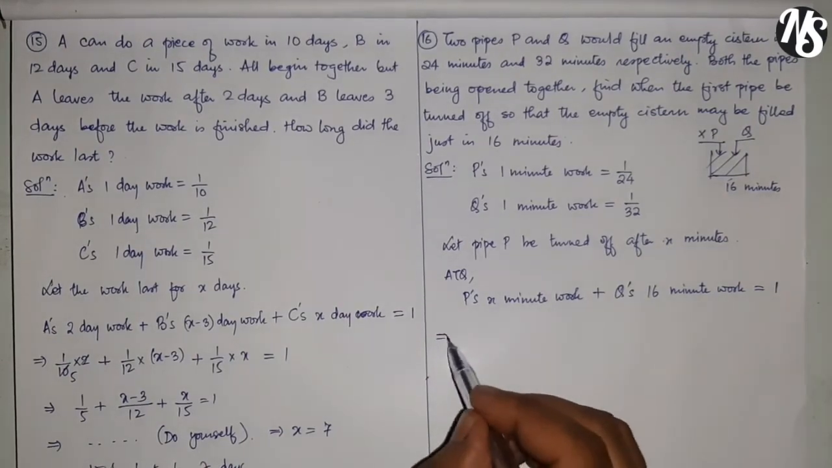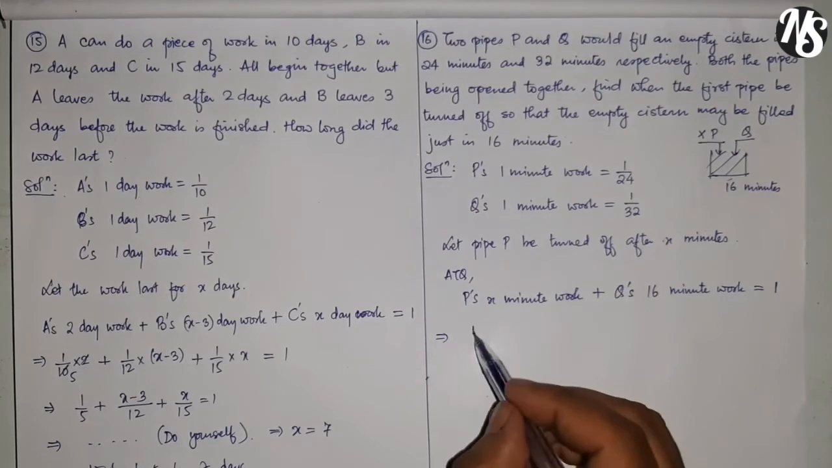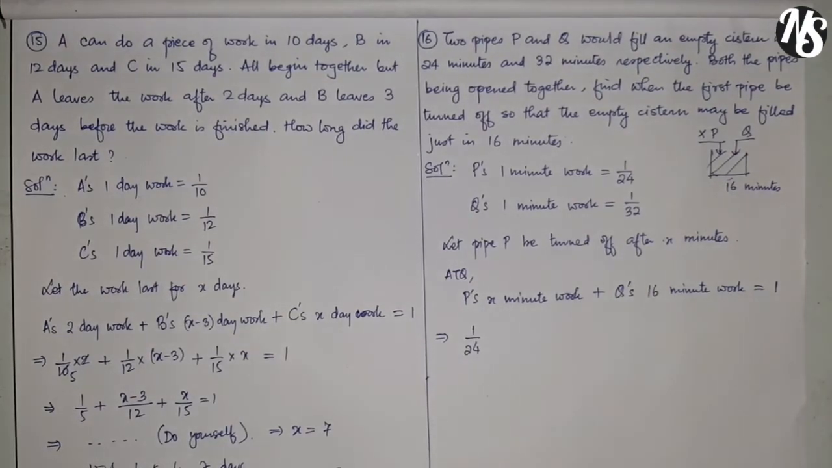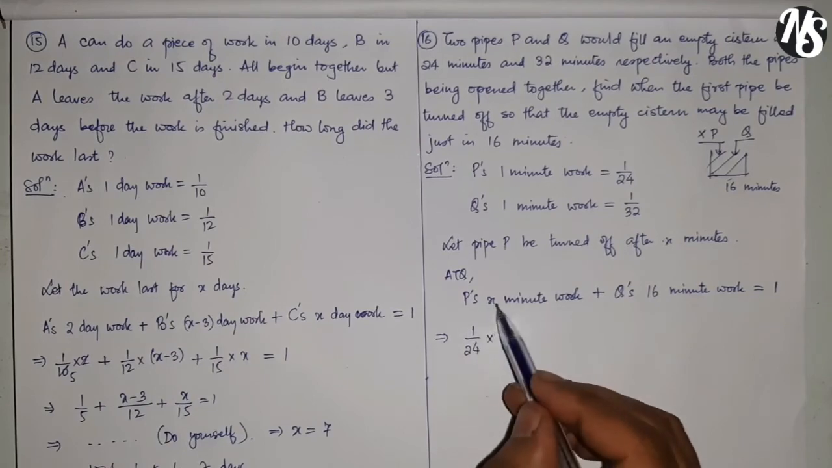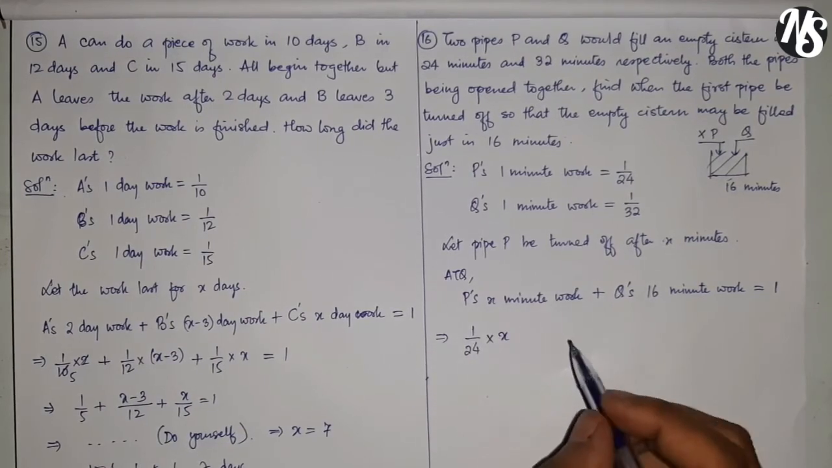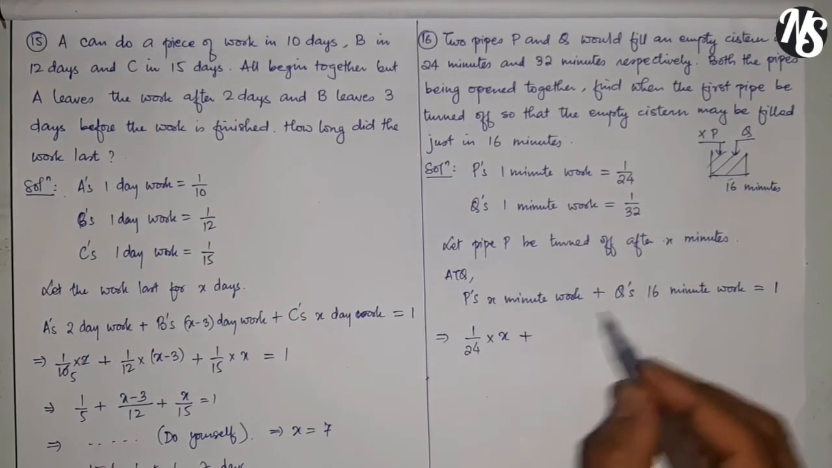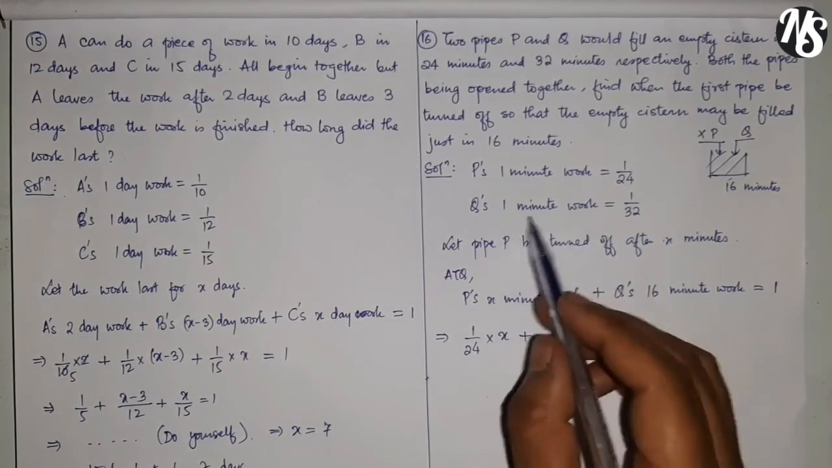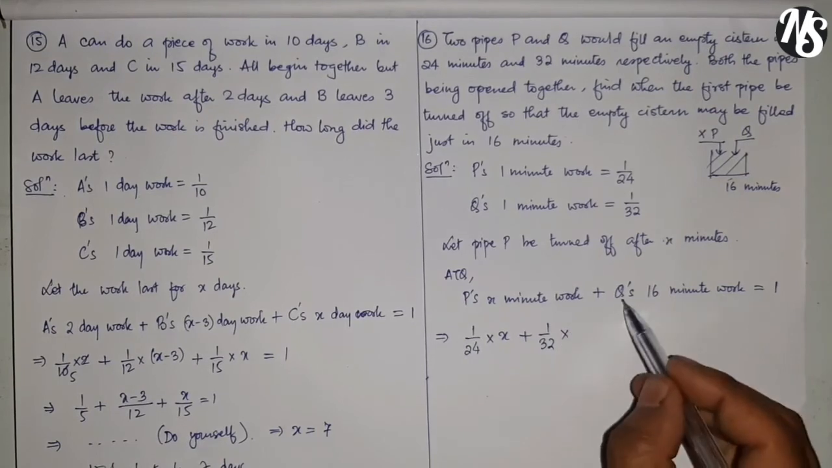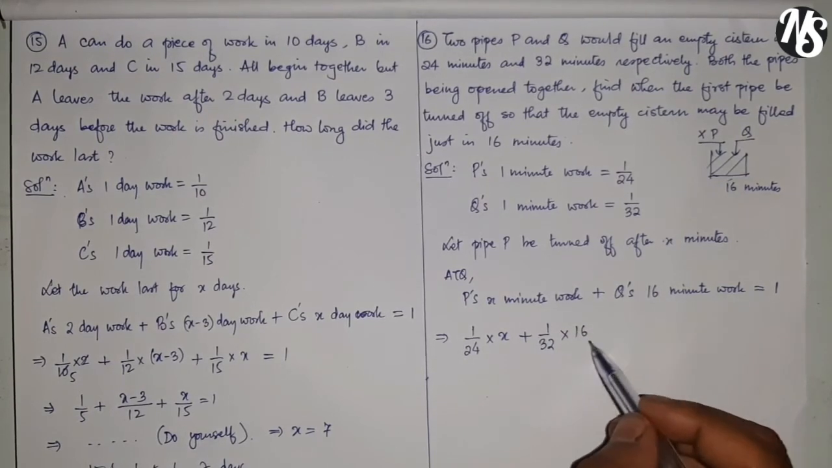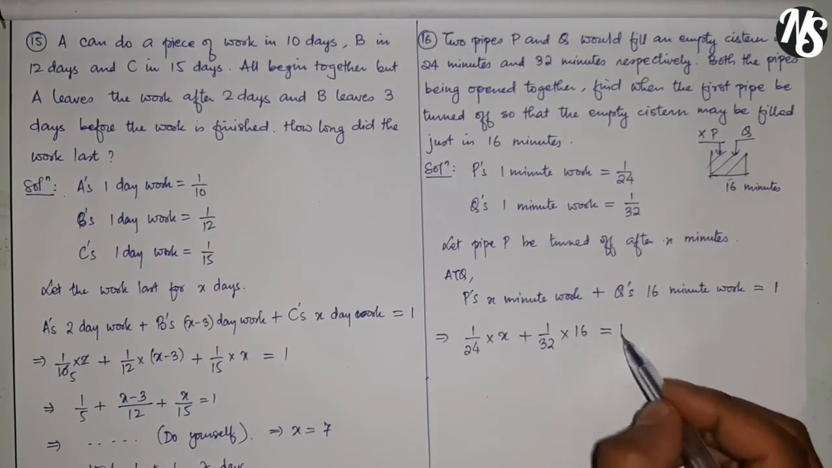Now what is P's 1 minute work? It is 1 by 24, and P is working for x minutes, so I need to multiply by x. Plus, what is Q's 1 minute contribution? It is 1 by 32, but Q is working for exactly 16 minutes, so I need to multiply with 16. So this is equals to 1.